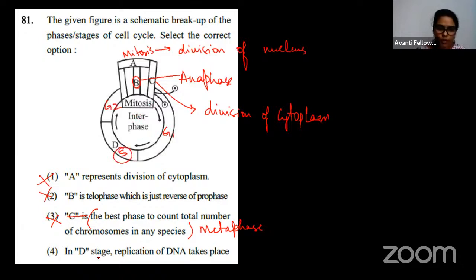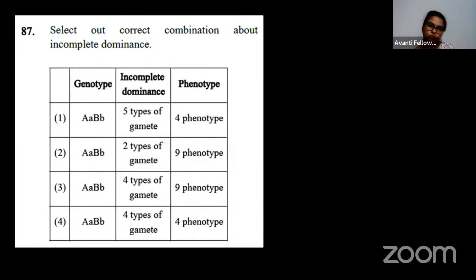Space, what happened? The replication of DNA takes place. So 4 is the answer for this question. Are we clear with this? Very easy question. Okay. So now select out correct combination about incomplete dominance.